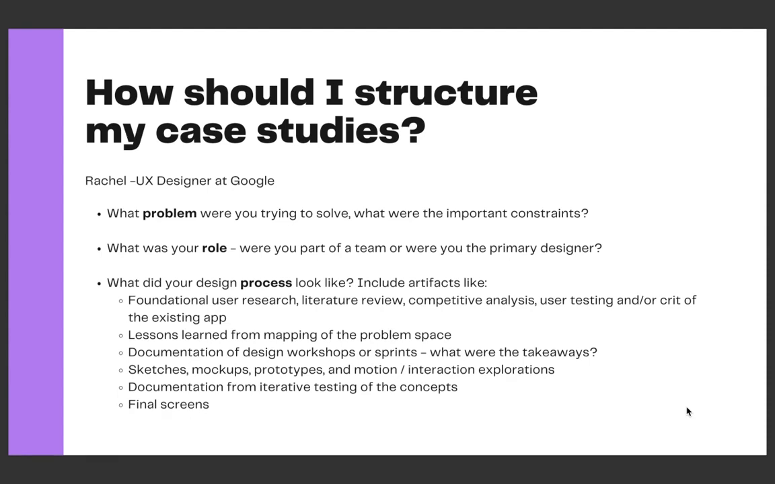Next thing you need to talk about is what was your role. Were you part of a team, or were you the primary designer? How many people were on the team? Or were you the only one on the design project? If you were on a team, what exactly did you do? What aspects did you handle in the project? Did you take care of the user research aspect? Did you take care of the low fidelity aspect? You need to really specify what your role was.